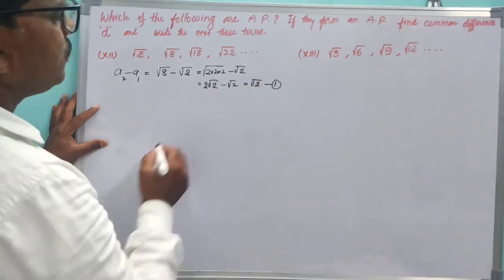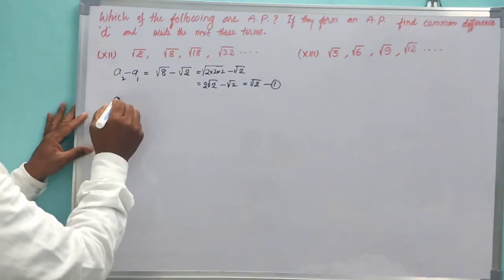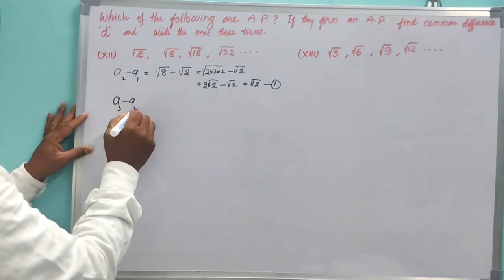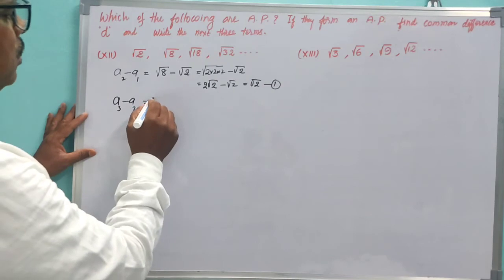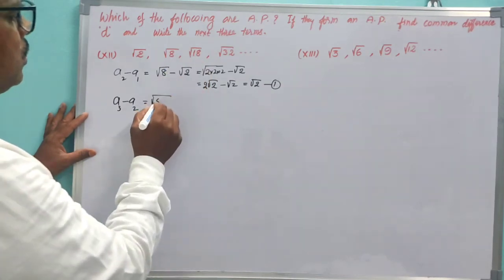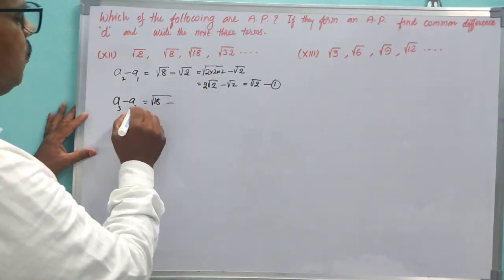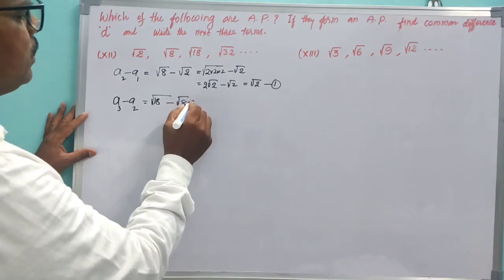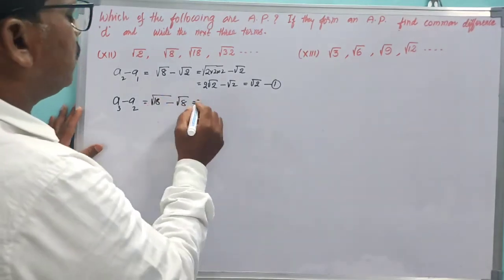Let it be 1. Now a3 minus a2 is equal to a3. What is a3? Under root 18, a3 minus a2, under root 8. So what is this?